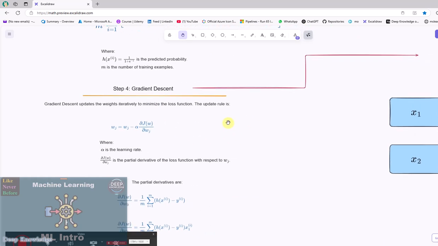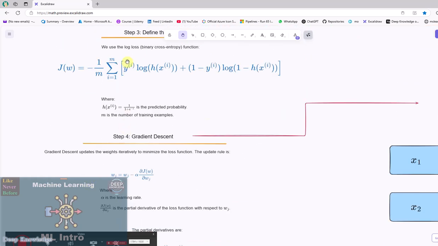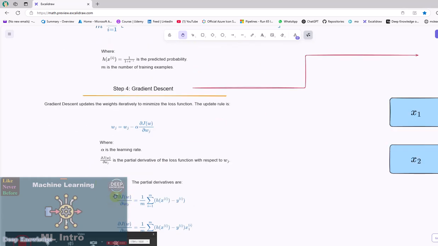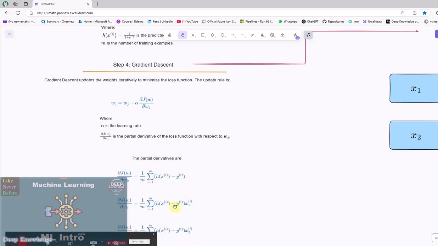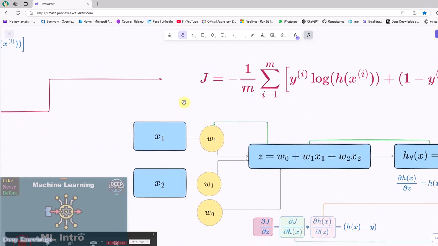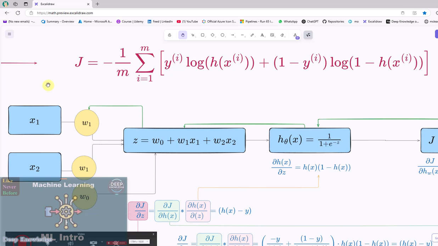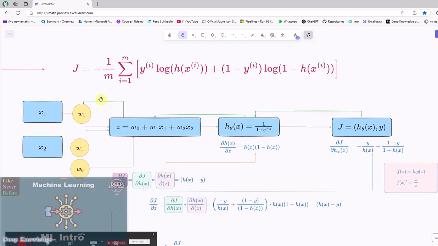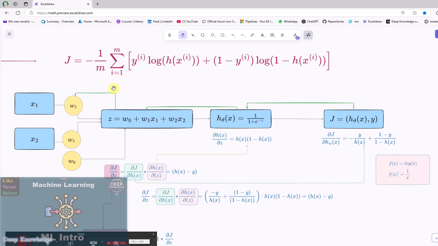So regarding the derivative here, we have this loss function, and this is the partial derivative with respect to W0, W1, and W2. How did we get this result? If you are interested, let me just show you this step by step, hopefully. So this is the loss function, right? And as you can see, this is the graph. So this is our loss function.